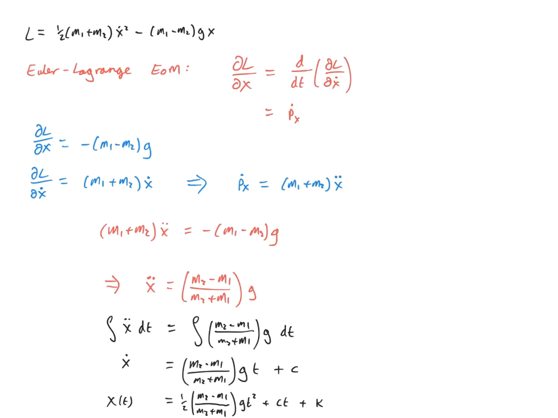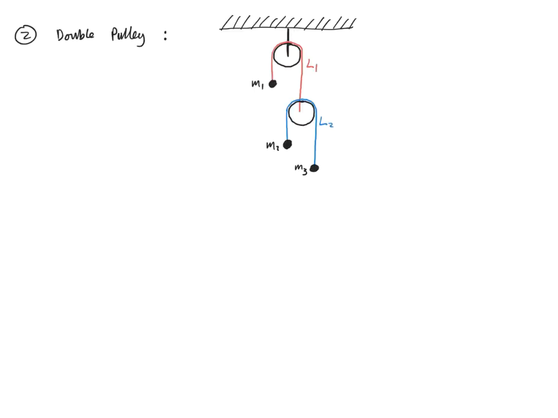Okay, so I went through that in quite a lot of detail, but I just wanted to make sure everyone's on the same page and we're able to do the basic examples before we move on to the more complicated things. So let's step up the complexity slightly now and consider another classic example. It's that of a double pulley. So this is the physical setup.